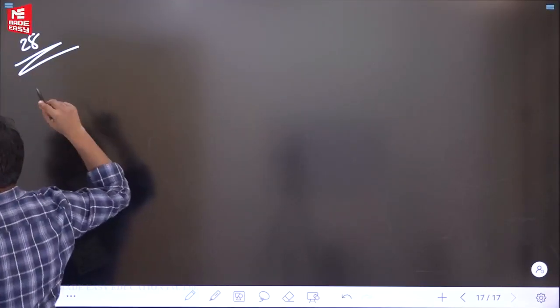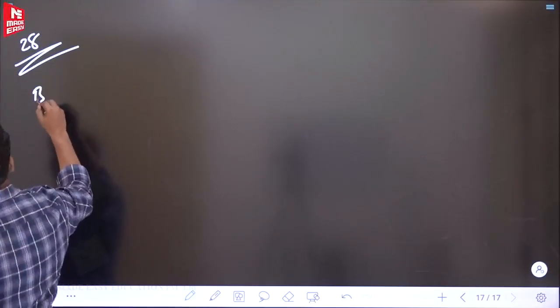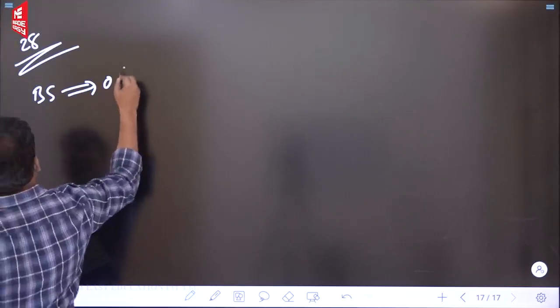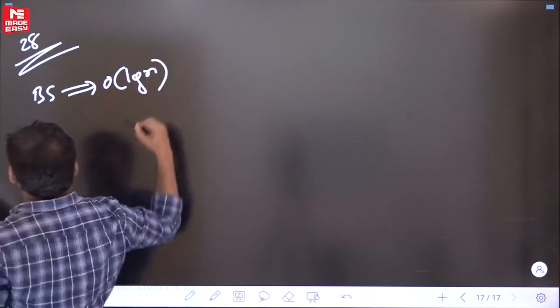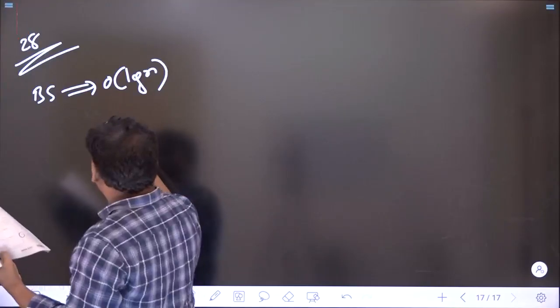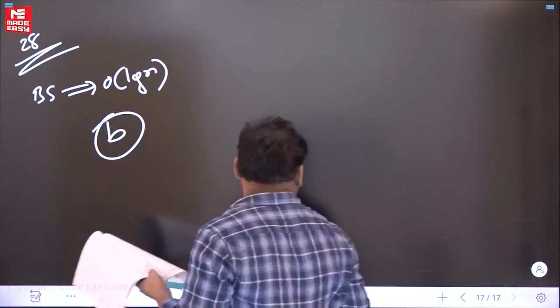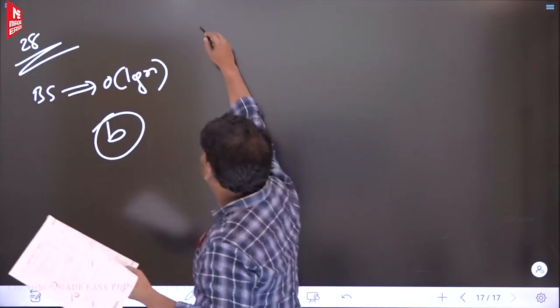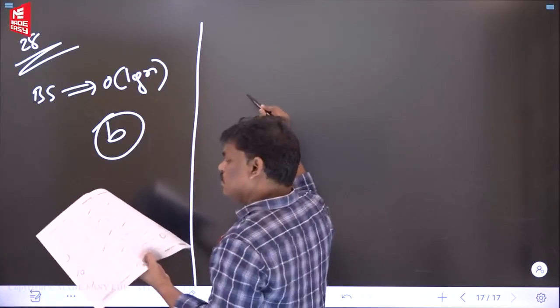What is question number 28? This one we did in the classroom also. Binary search possible. Answer is log n. You verify yourself, it is there in your notes. Answer is what? Second option. Question number 28, second option, binary search. Go to the next one.